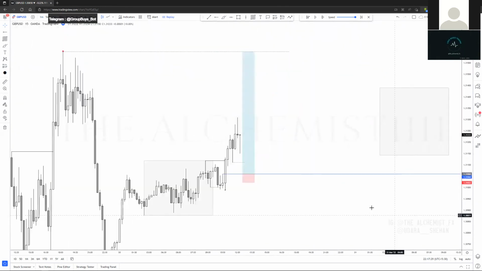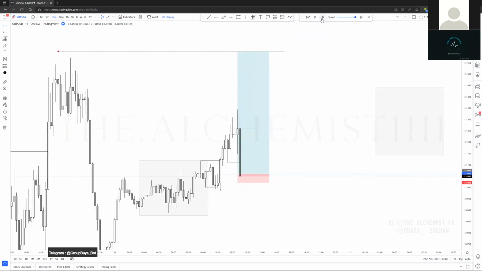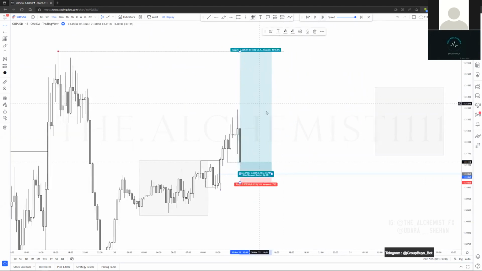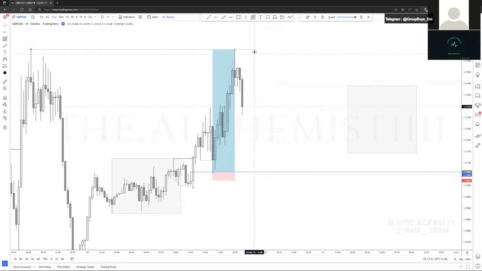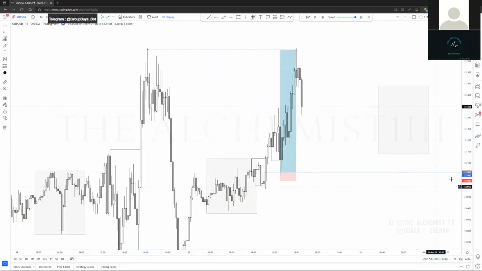So let's say we bought it in here, like this, and there we go. It came right back into the imbalance, and then there we start to go. Nice. So that was the London Open setup.